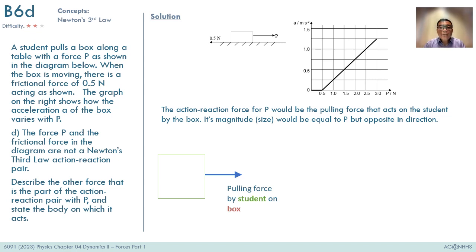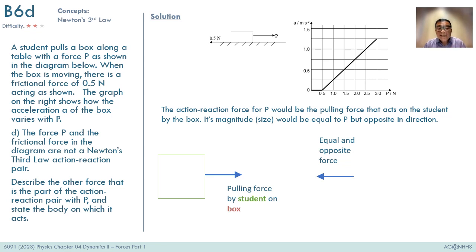Second step, we will use the equal and opposite phrase in Newton's third law. Do draw a reverse arrow. So I'll just draw a reverse arrow, noting that this paired force must be equal in value, which is the vector, the arrow must be of the same length, and opposite in direction.